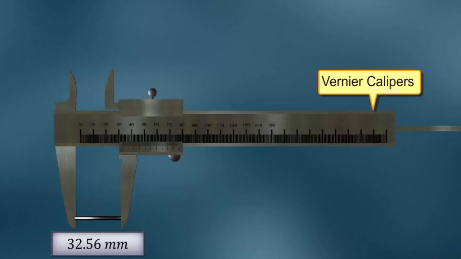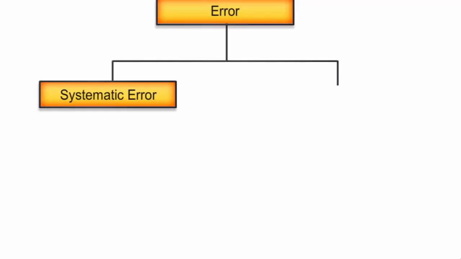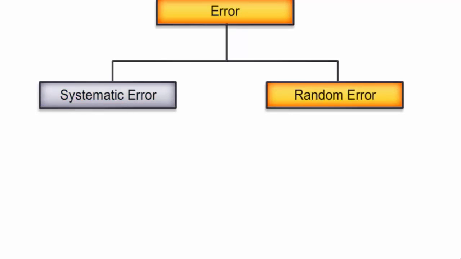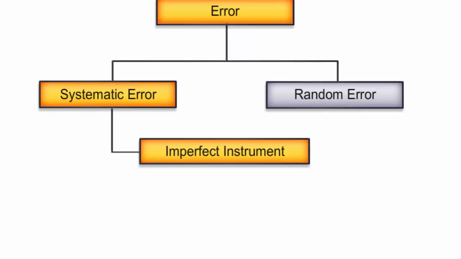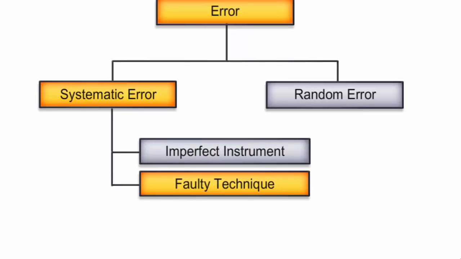In reality, however, measured values carry uncertainty. This uncertainty is called an error. Errors are classified as systematic errors and random errors. A systematic error is a unidirectional error. That is, it is either positive or negative. A systematic error can occur due to an imperfect instrument, a faulty measurement technique, or incorrect process of measurement.